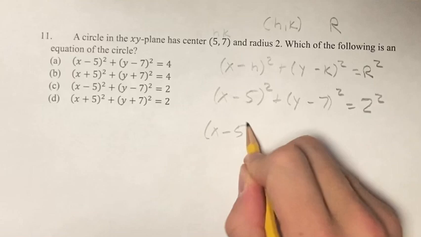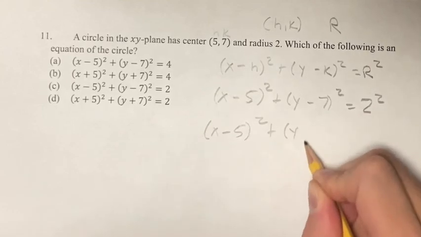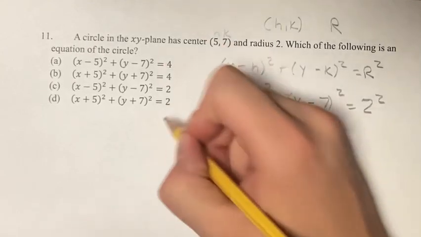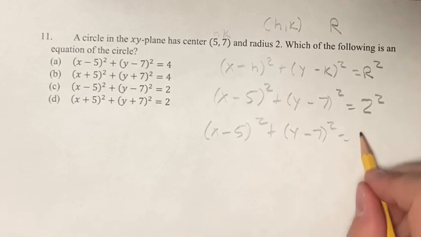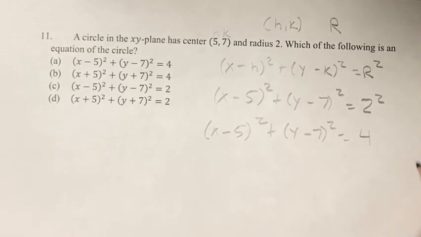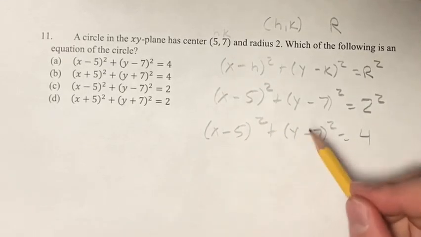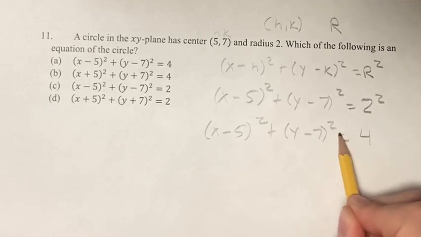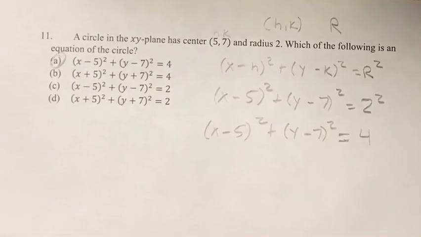Not messing with the other side, the only thing we have to do to get it into the form that is shown in our answers is to square 2, which is 4. So we have (x minus 5) squared plus (y minus 7) squared is equal to 4. This lines up with A, which is going to be your final answer.